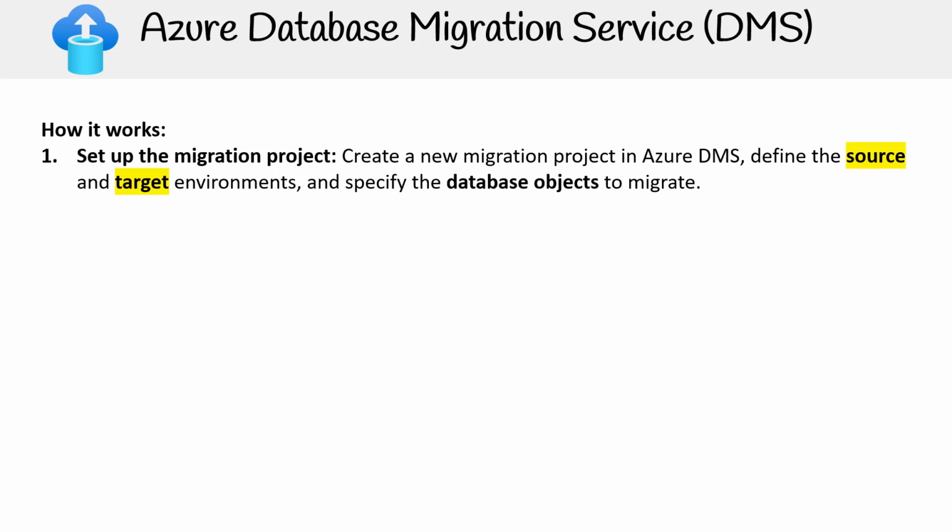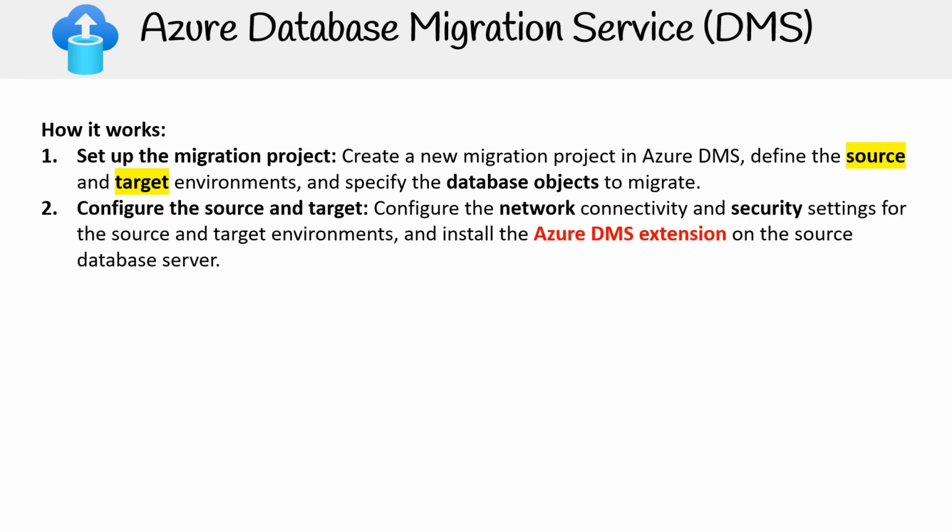How it works: set up the migration project. Create a new migration project in Azure DMS, define the source and target environments, and specify the database objects to migrate. Configure the source and target: configure the network connectivity and security settings for the source and target environments, and install the Azure DMS extension on the source database server.